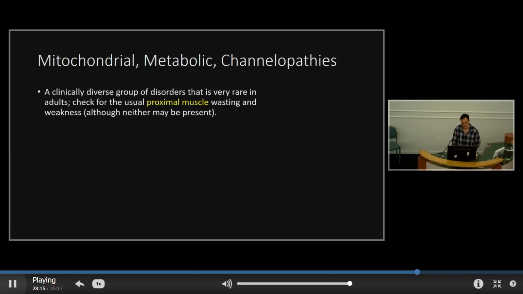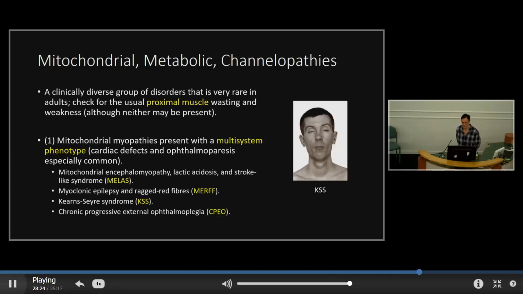And then there's the last category, very diverse group of disorders and very rare in adults. And there are three categories I'll talk about. So the first is the mitochondrial myopathies. They present with a quite varied phenotype depending on which one you have. The heart is often involved, and they'll have the eyes often involved. One called MELAS, or mitochondrial encephalomyopathy with lactic acidosis and stroke-like episodes, is exactly as it says, associated with all those features. These people can even present with multiple strokes before they're finally diagnosed, or multiple stroke-like episodes, I should say.